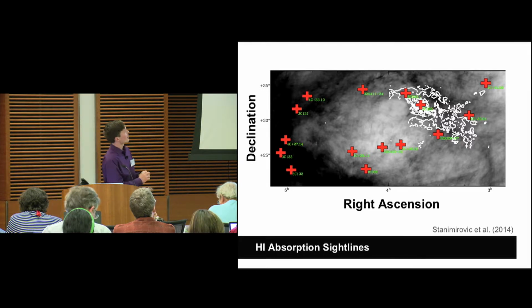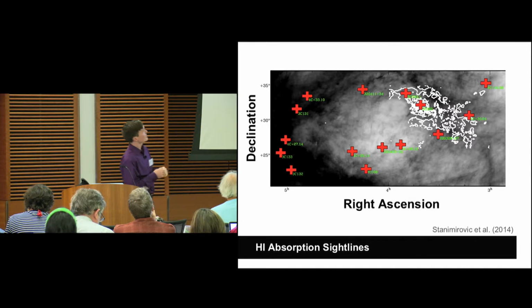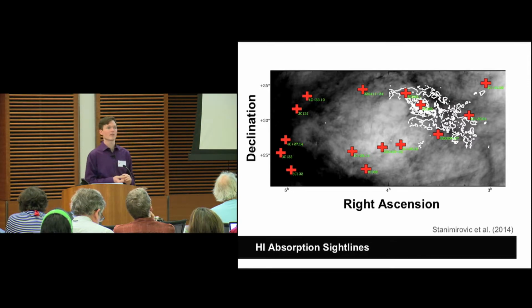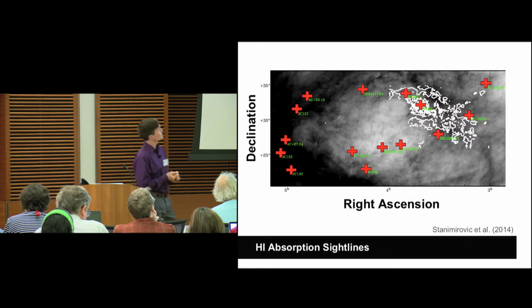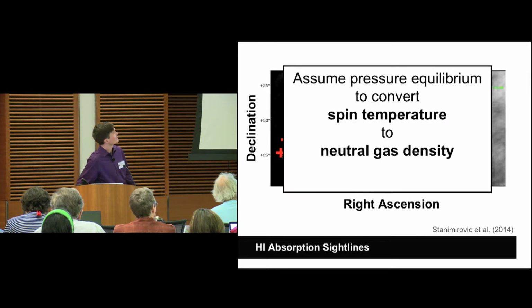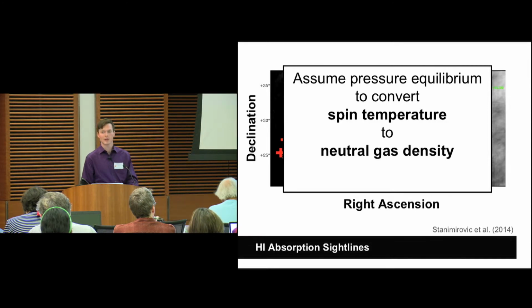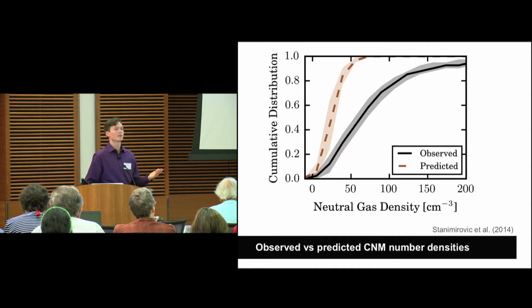So this is a map from Stanimirovic 2014. And the red crosses represent the absorption sight lines in this survey. And I have used a sample of cold components within this region and assumed a pressure equilibrium between the atomic gas phases and used the spin temperatures derived in this survey to convert to a neutral gas density. So now we have a predicted and observed neutral gas density distribution.